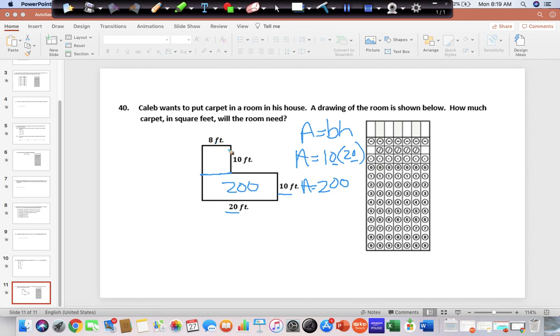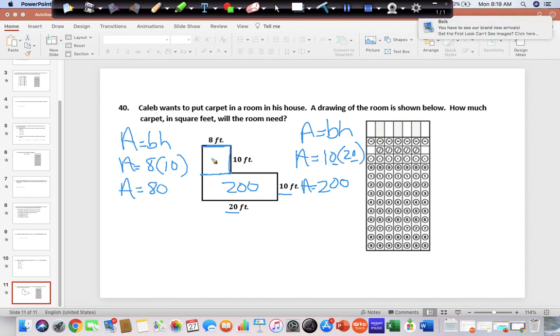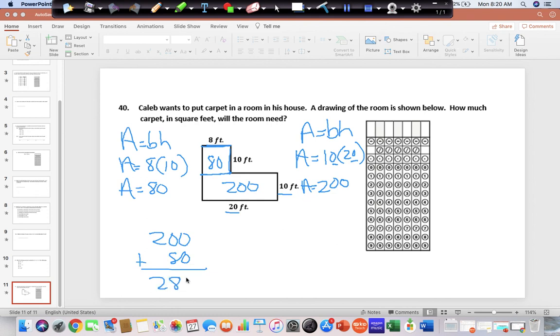And now we need to do 8 times 10. Base times height is 8 and 10. And 8 times 10 gives me 80. And now we just add these two together. So we have 200 plus 80, which is 280 feet squared.